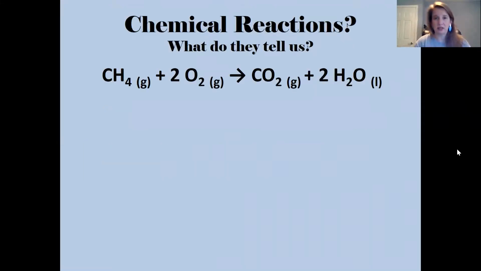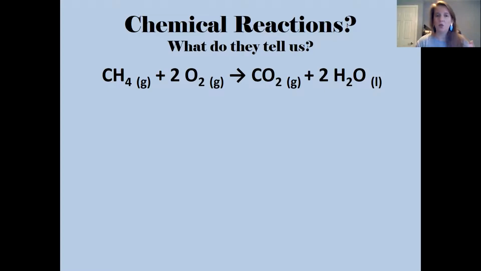We were finishing last semester with chemical reactions. So what do chemical reactions tell us? Well, we can look at this particular chemical reaction and see that we've got one molecule of methane reacting with 2 molecules of oxygen gas to produce 1 molecule of carbon dioxide and 2 molecules of water. So chemical reactions tell us the relationship between each reactant and the products that they're forming. And we can use those ratios to figure out how much we can make if we have different amounts.